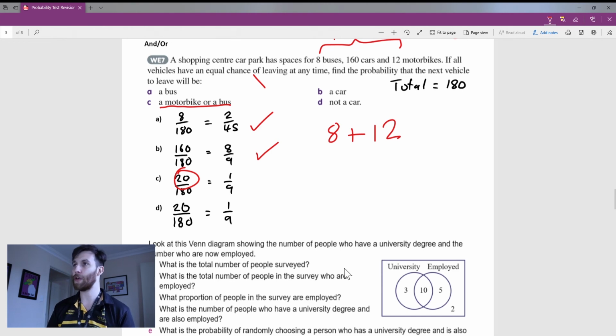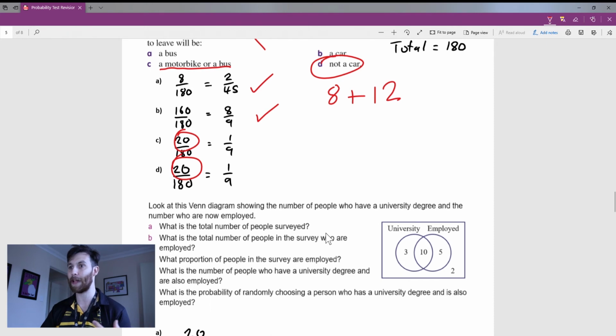And a similar story for the answer being not a car. For this one, we're looking for every vehicle in that sample space that isn't a car, which is just the 20 buses and motorbikes that we did in the last part of the question. So that's actually the same for that one.